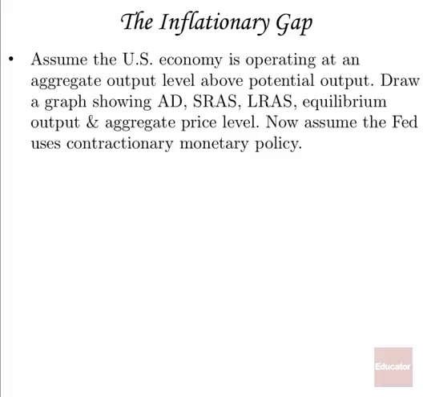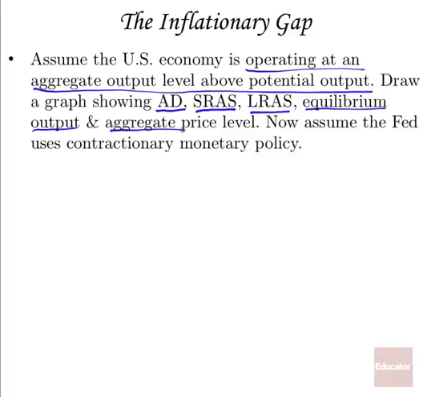All right, so the first thing is the inflationary gap. Being able to draw the inflationary gap. Let's break down what's actually being asked of you in terms of the portions of the question. Assume the U.S. economy is operating at an aggregate output level above the potential output. Draw a graph showing the aggregate demand, short-run aggregate supply, long-run aggregate supply, equilibrium output, and aggregate price level. Let's just stop right there.